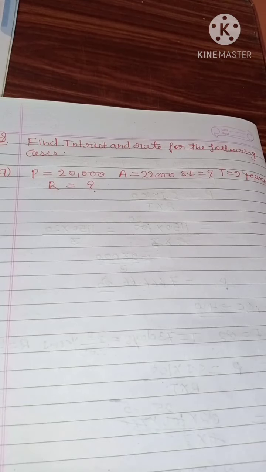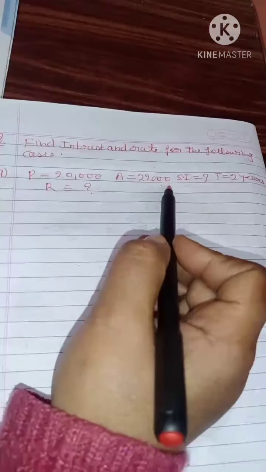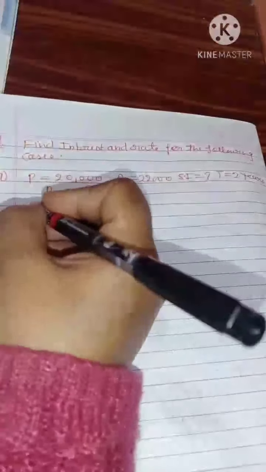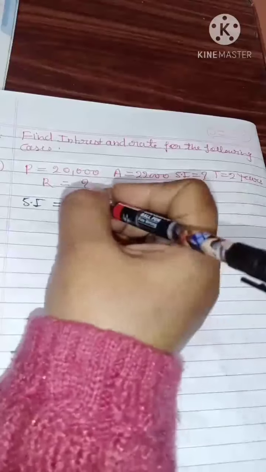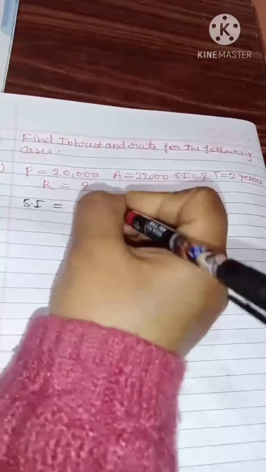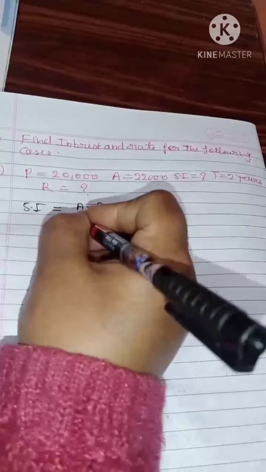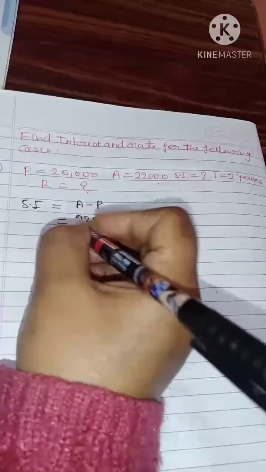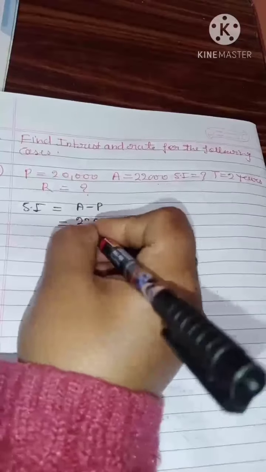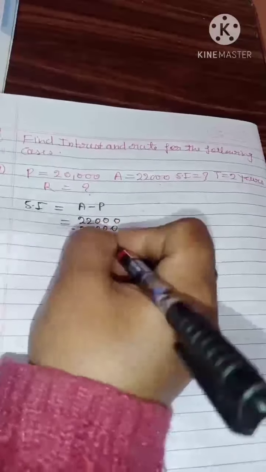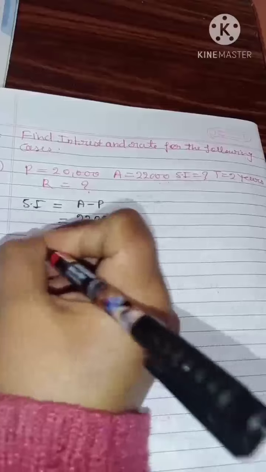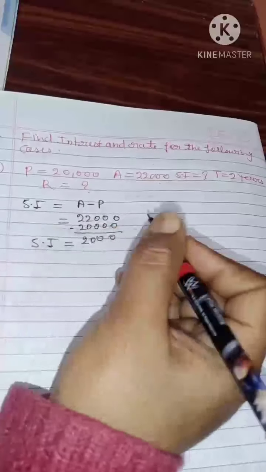Now this is question number 8. Principal is given to you, amount is given to you. In each part of the question, you have to find the simple interest. You know what the formula for simple interest is. Now it should be learned by you. Simple interest is equal to A minus P. A is how much? 22,000 minus 20,000. Okay, so the simple interest will be 2,000.